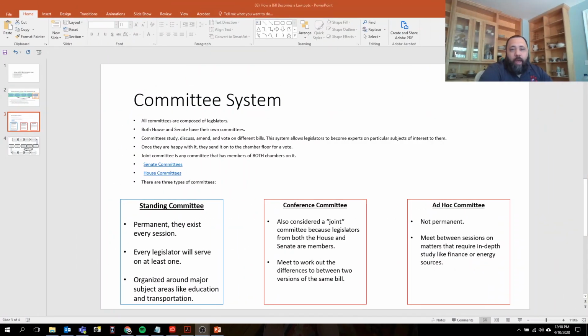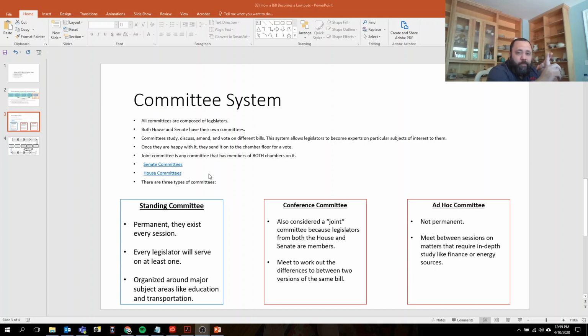Okay, as you can see here, we've got the committee system. The committee system, again, is the baseline structure. It's a starting point for most bills before they become laws. You have three different kinds of committees: standing committees, conference committees, and ad hoc committees.